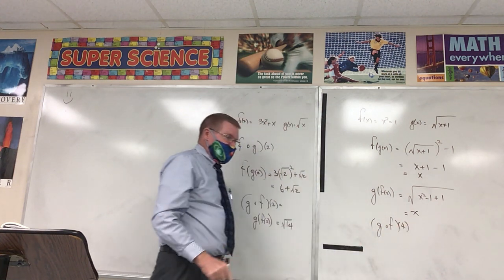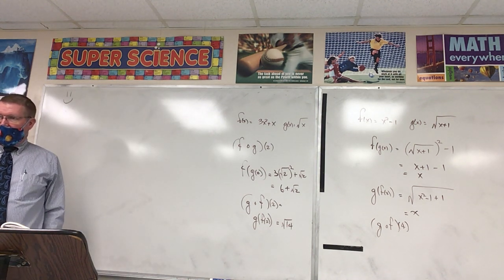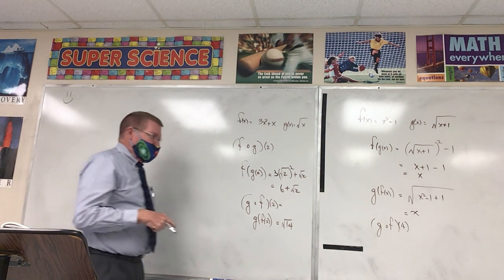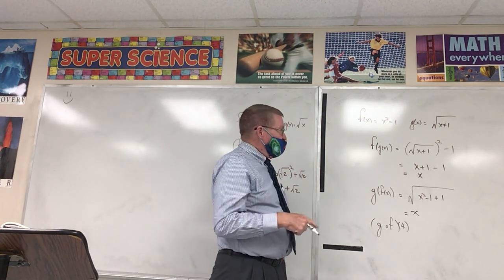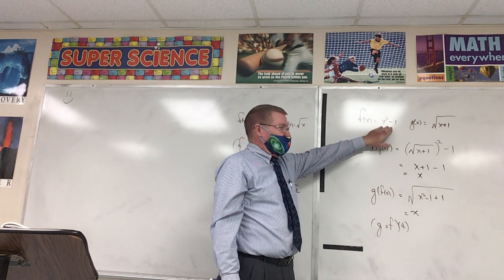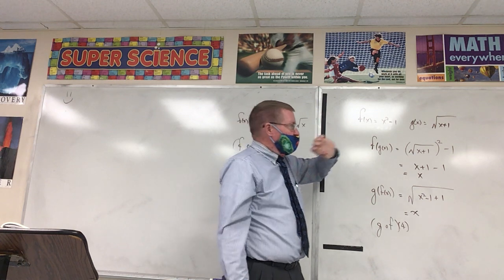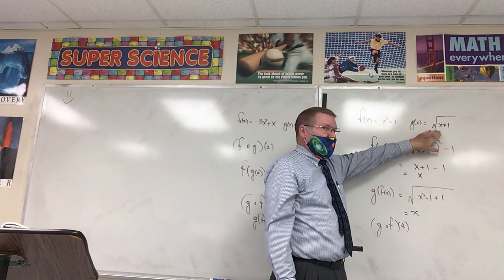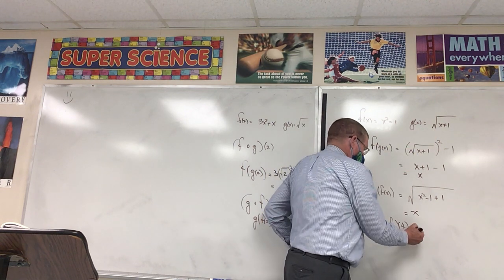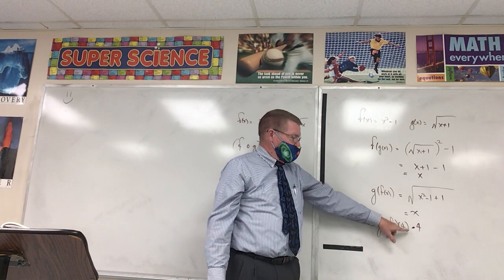Let's say we had g circle f of 4. That tells me I'm going to do what first? Put 4 for x in the f function. 4 squared minus 1, 15. And then we put that in the g: 15 plus 1, 16. Square root of 16 is 4. And the way I did these, it should equal 4.